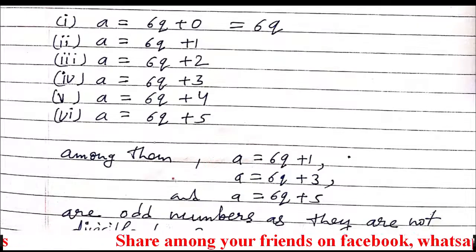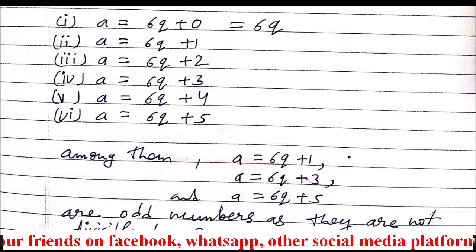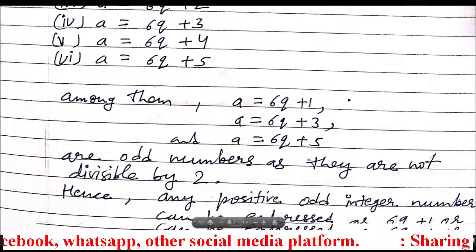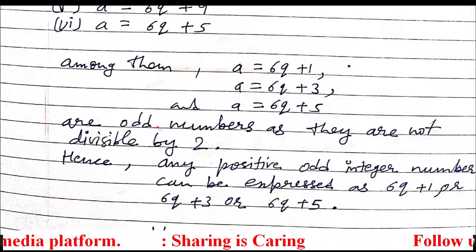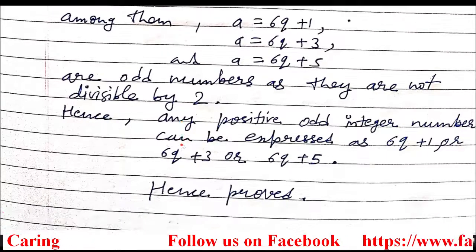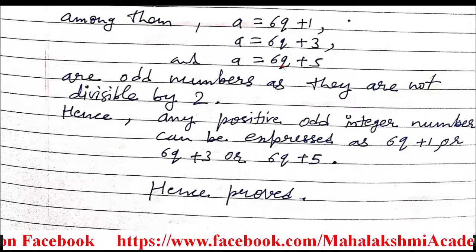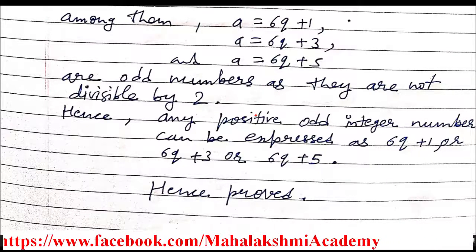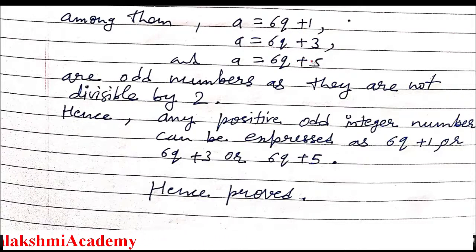So the odd numbers which we selected are a equal to 6q plus 1, a equal to 6q plus 3, and a equal to 6q plus 5. The reason, just write down: they are odd numbers as they are not divisible by 2. So what we achieved here is that all the positive odd integers are of the form 6q plus 1, or 6q plus 3, or 6q plus 5. That is all we had to show in the question. So this question is completed.